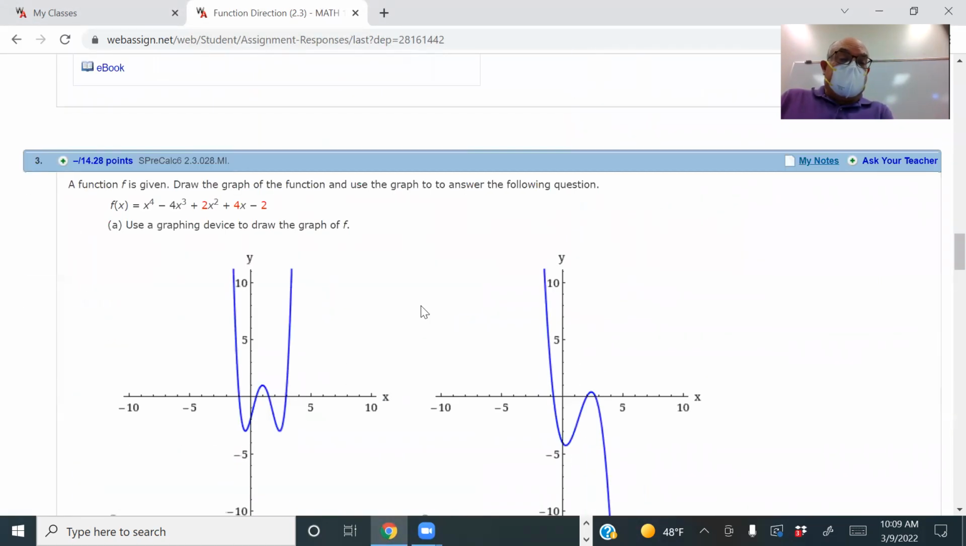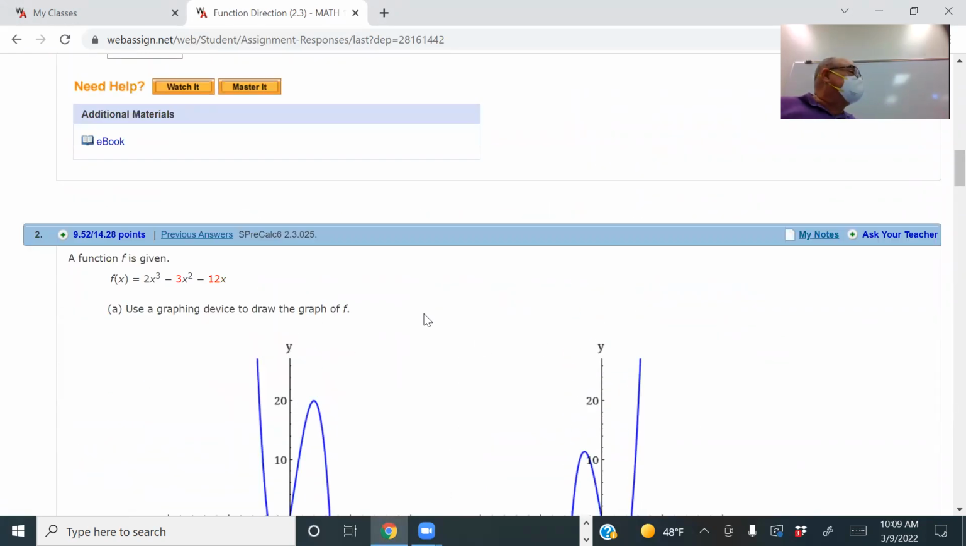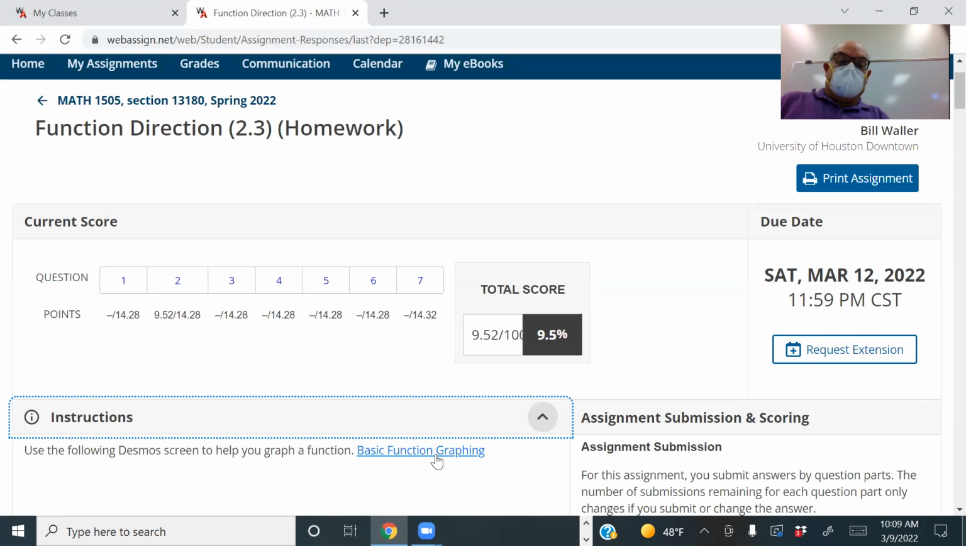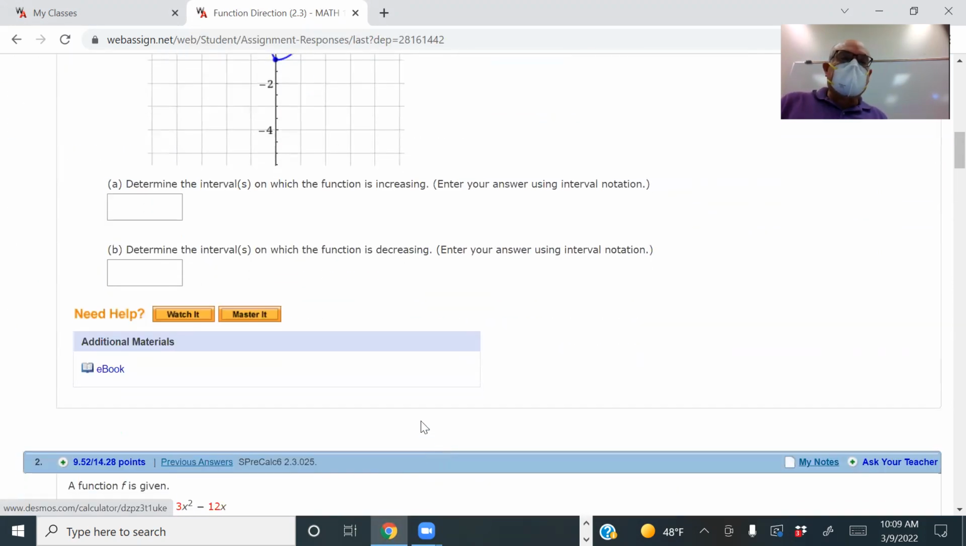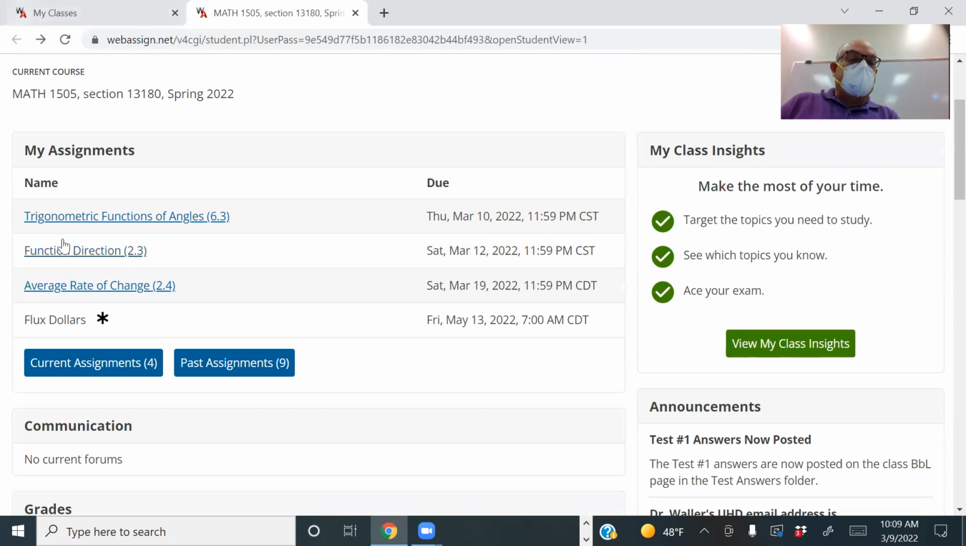So remember, on some of these problems, we practiced this last time, it's going to say, use a graphing device to draw a graph. Of course, that could be your graphing calculator, but it could also be this web page that you have the link to. So just don't forget that that's available to you.